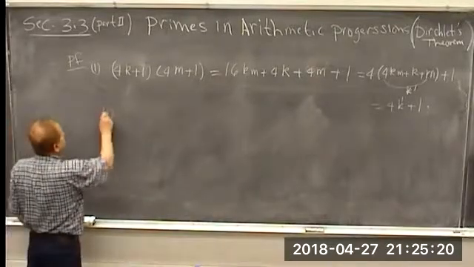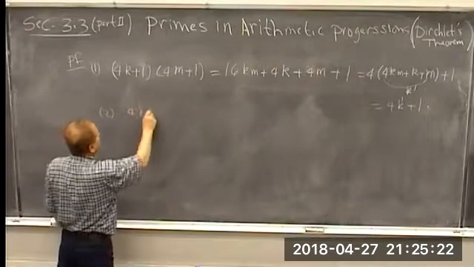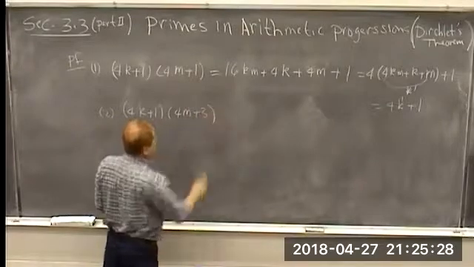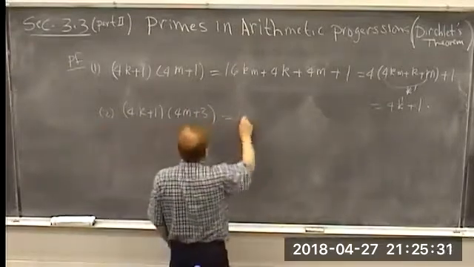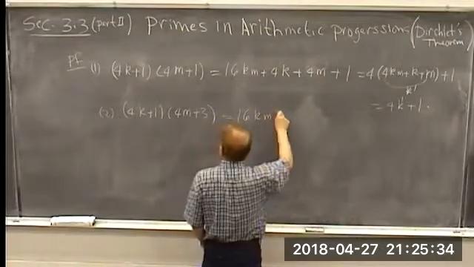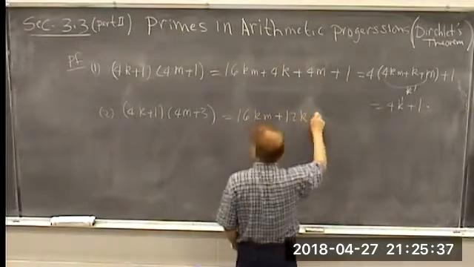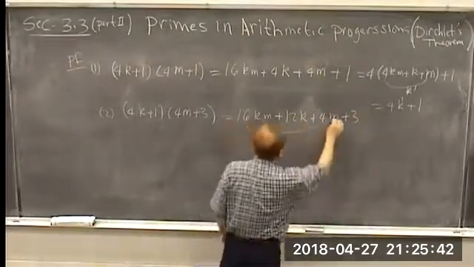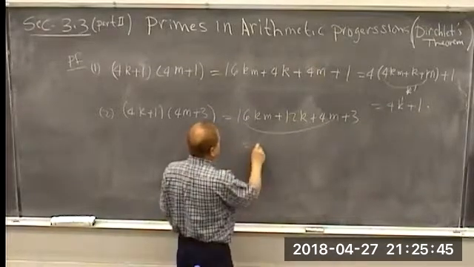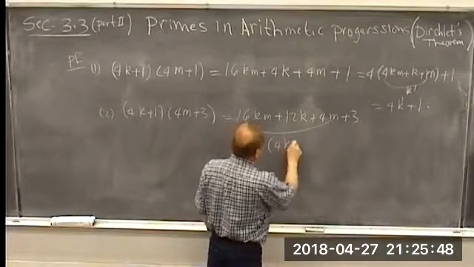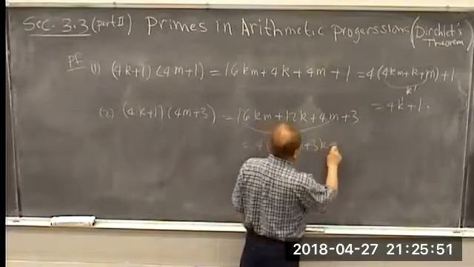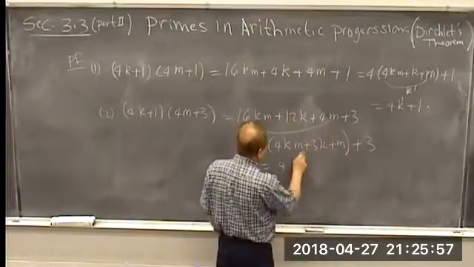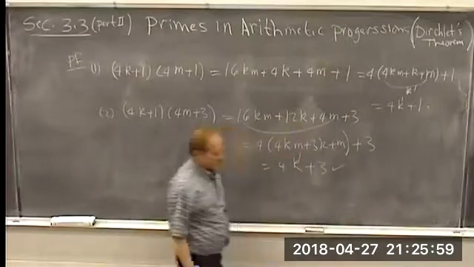The second part is similar. Let's take 4k plus 1 with a 4m plus 3. Again, foiling this, we come up with 16km plus 12k plus 4m plus 3. And again, the first three terms have a common factor of 4, and we end up with 4(4km plus 3k plus m) plus 3, or this is 4k prime plus 3. So it is of this form.